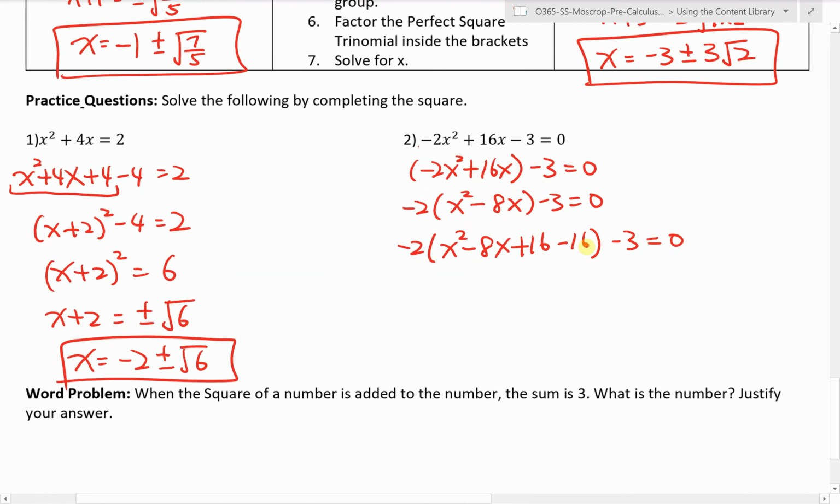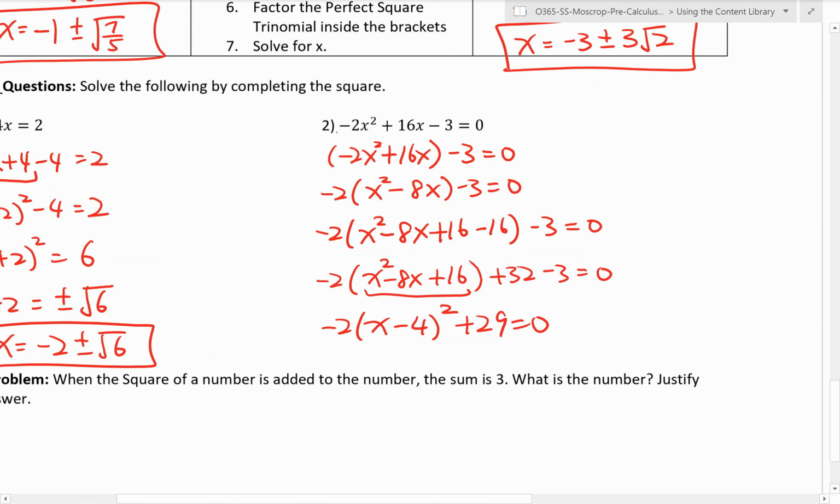Okay, we are going to move the negative 16 outside. So this is going to be squared. Remember, when we take it outside, you have to multiply by the leading coefficient right here in the front. So negative 2 times negative 16 is positive 32. So plus 32 minus 3. Now we know this is going to be a perfect square. This is simply x minus 4 squared. Again, this 4 is always half of that. 32 minus 3 is 29.